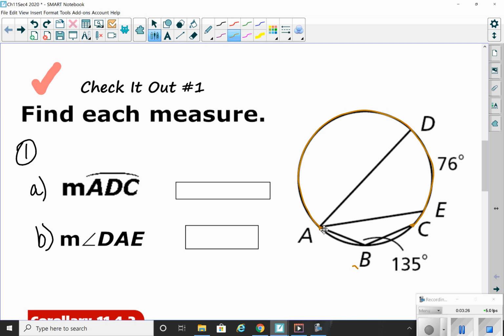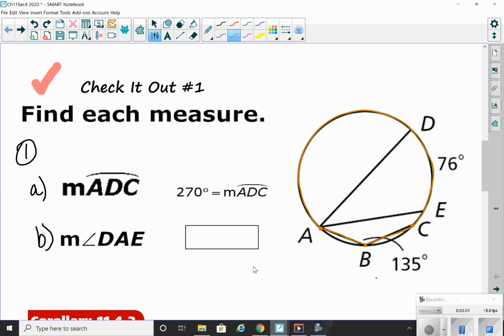But I can see that there is an angle inscribed in that arc, right? This angle ABC is inscribed in this arc. We would say that arc ADC subtends that angle. So we know that the arc is twice as big as the inscribed angle. So if I take 135 and I double it, I get 270.